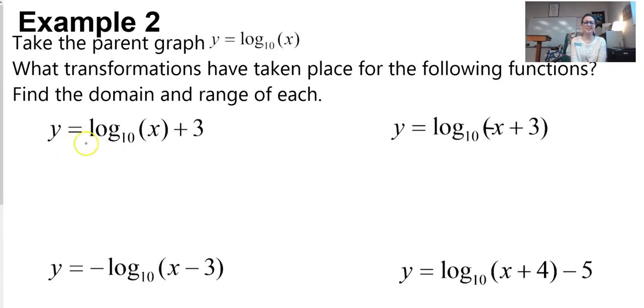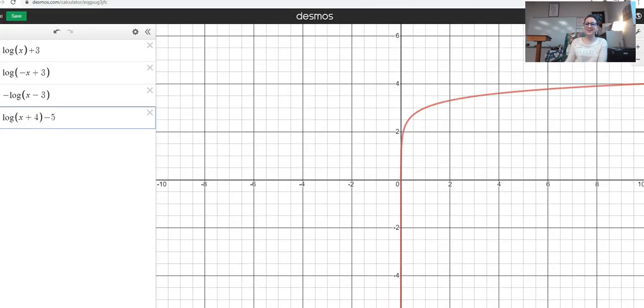All right, let's try this one here. We've got log base 10 of x plus 3. That 3 is on the outside of the parentheses, so will that shift the parent function up, down, left, or right? This is going to be up. I'm just going to put u for up 3. All right, so if I take a look at the graph, it should look something like that, right?